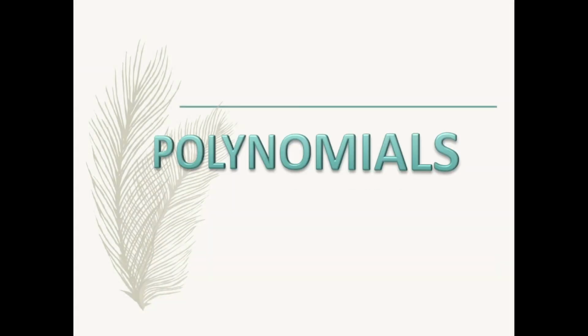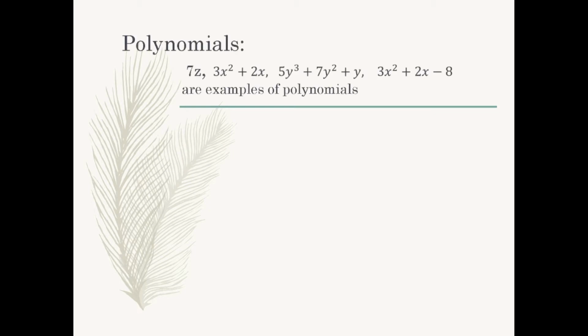Polynomials. What is a polynomial? 7, 3x square plus 2x, 5y cube plus 7y square plus y, 3x square plus 2x minus 3 are examples of polynomial. Based on the number of terms, we divide the polynomials into different categories.